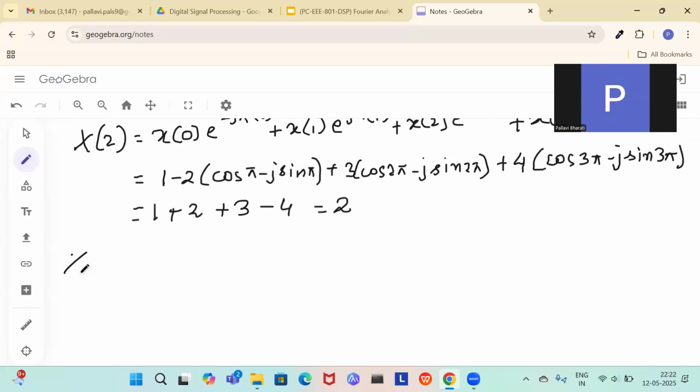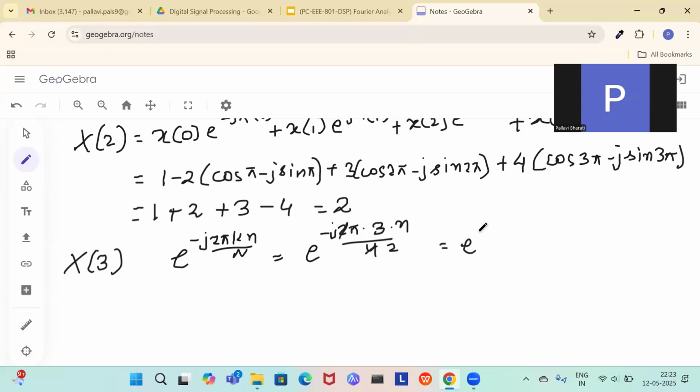Final one is taking out X of 3. Because capital N is 4, you will go from 0 to 3. Now again for this, first we will take out e to the power minus j 2 pi kn by N. So this is equal to e to the power minus j 2 pi into 3 into n by 4. Now this is going to get cancelled by 2. So this boils down to e to the power minus j 3 pi by 2 into n. Fine. Now take out the values.